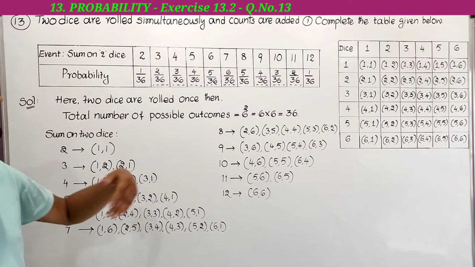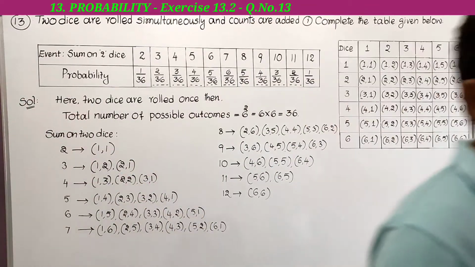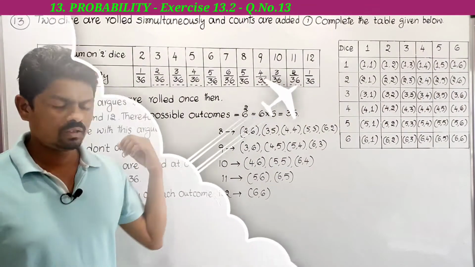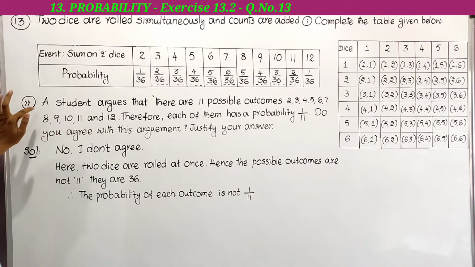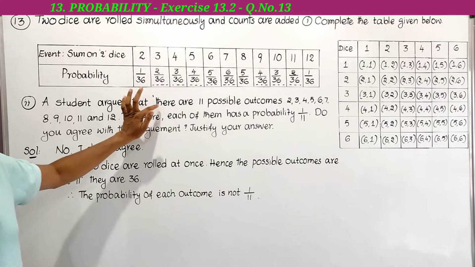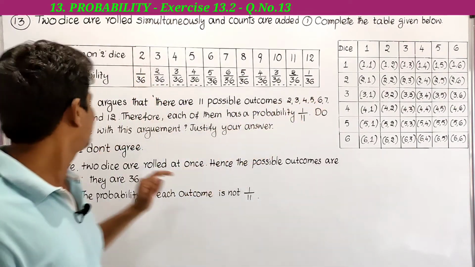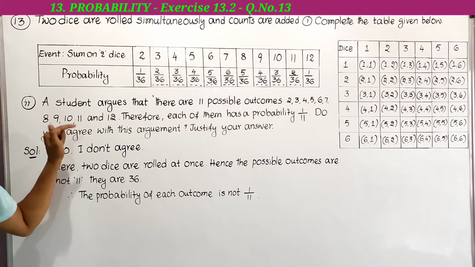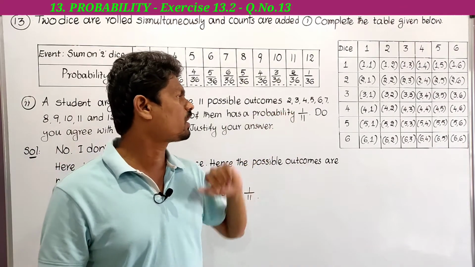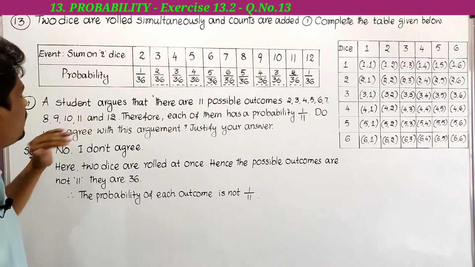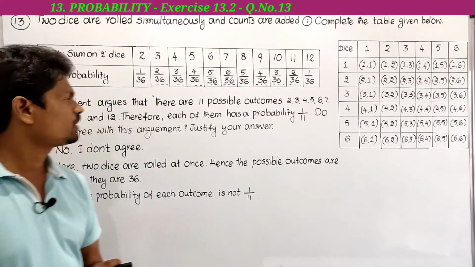So next he has given the second question also in this. See here what it is. So this is the second part in the 13th problem. See here what he is asking. A student argues that there are 11 possible outcomes, 2, 3, 4, 5, 6, 7, 8, 9, 10, 11 and 12. Therefore, each of them has a probability 1 by 11. Do you agree with this argument? Justify your answer. So, he is asking.